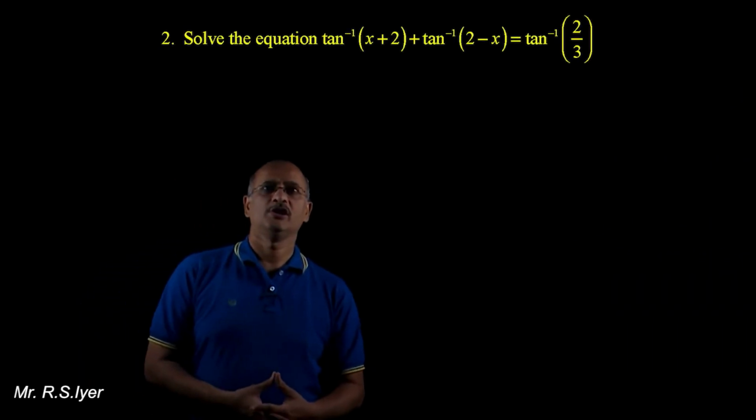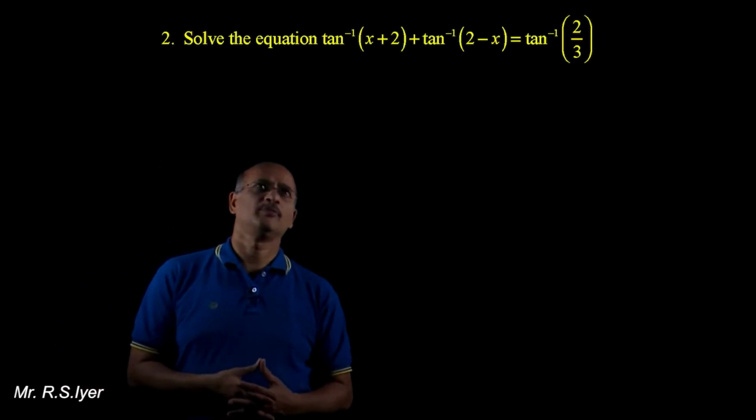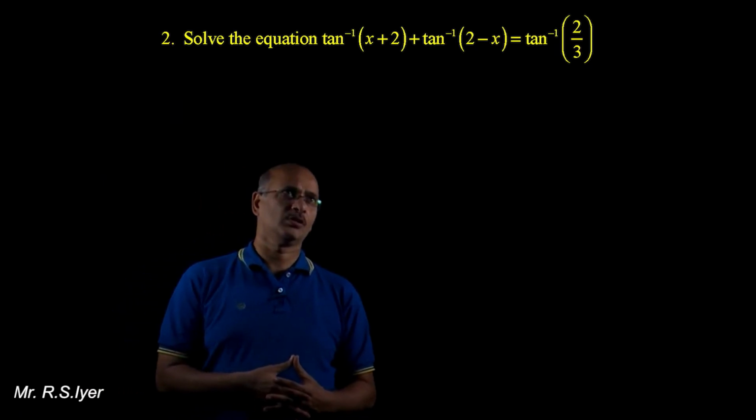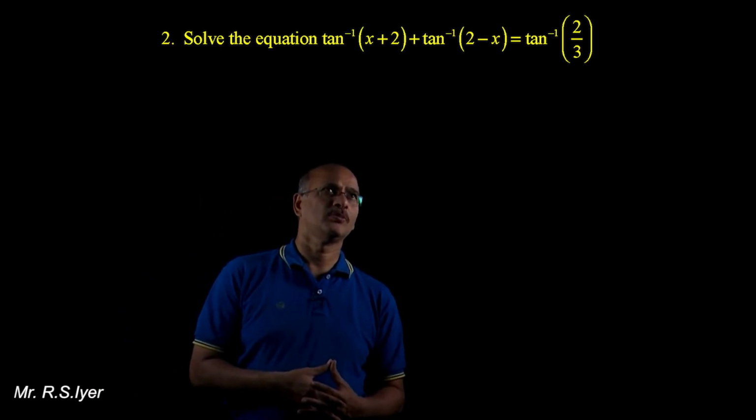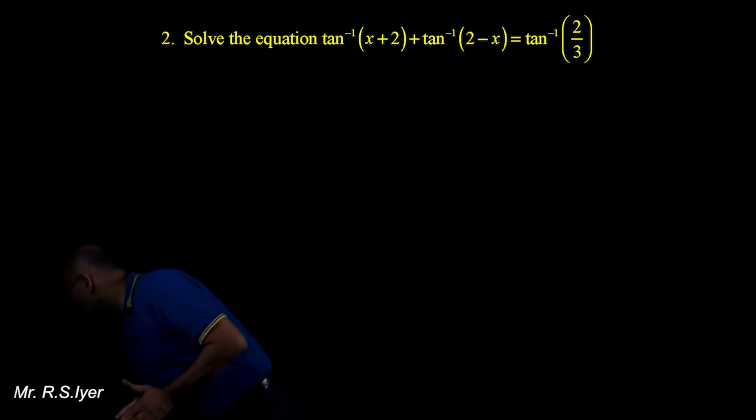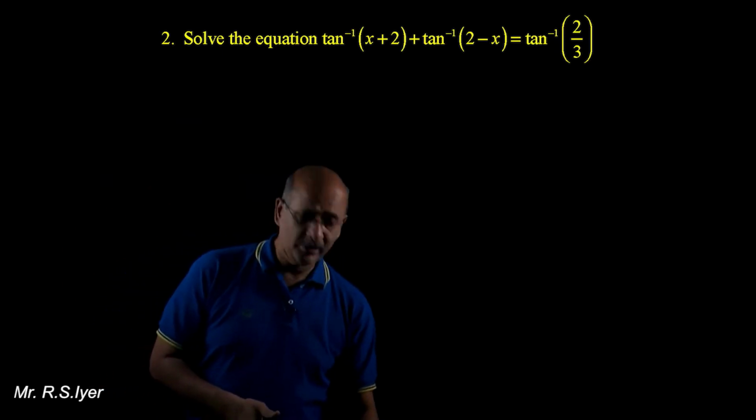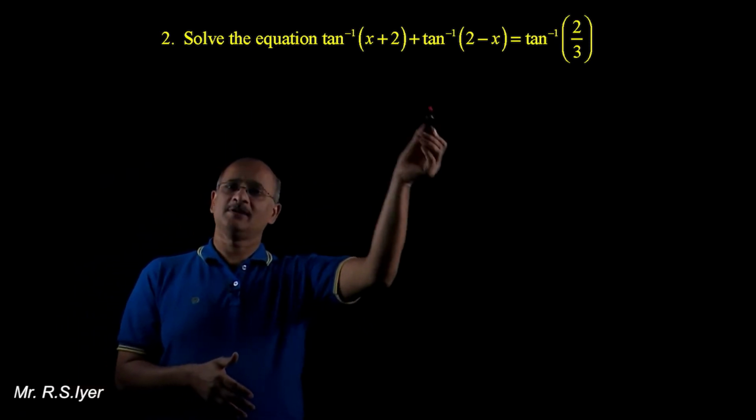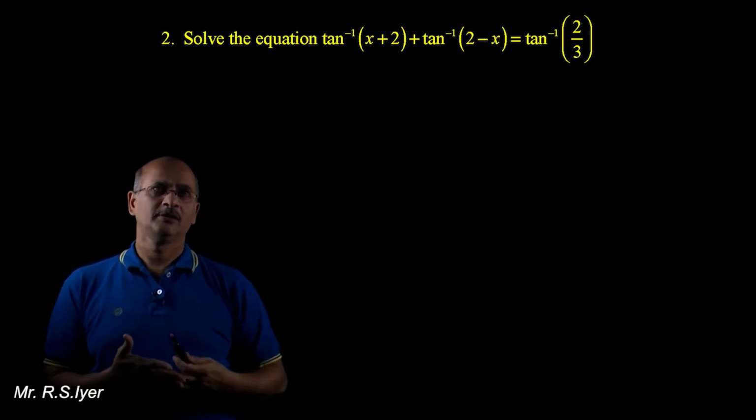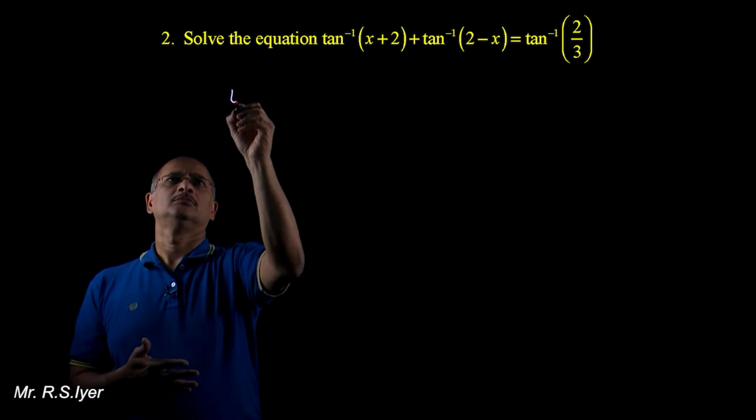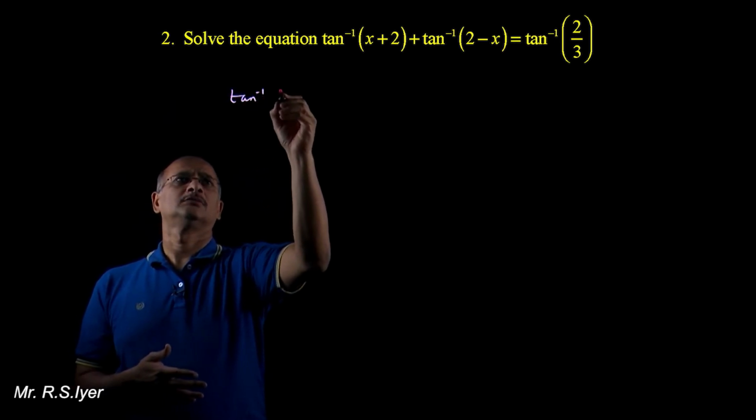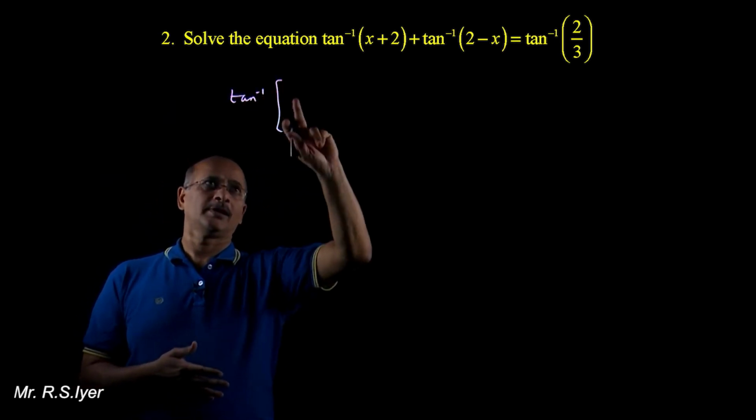Okay, look at the question here. This is tan inverse of x plus 2 plus tan inverse of 2 minus x equals tan inverse, I think, 2 by 3. Let me check the question here. Tan inverse 2 by 3. Great. Okay. So now the point is tan inverse x plus tan inverse y. The formula is displayed. So what I can do is tan inverse x plus tan inverse y.